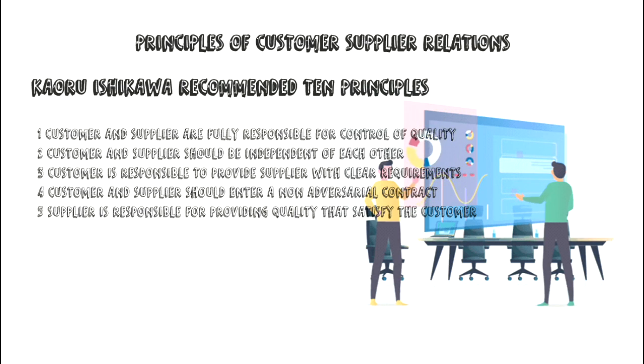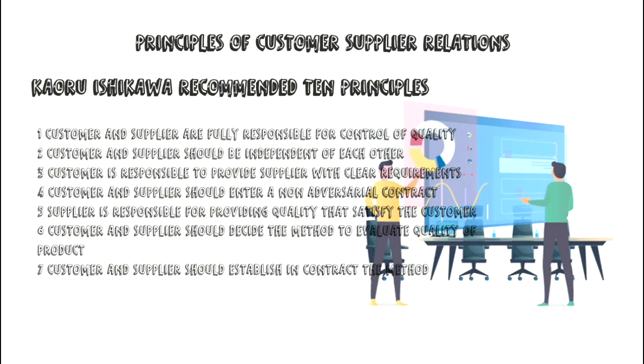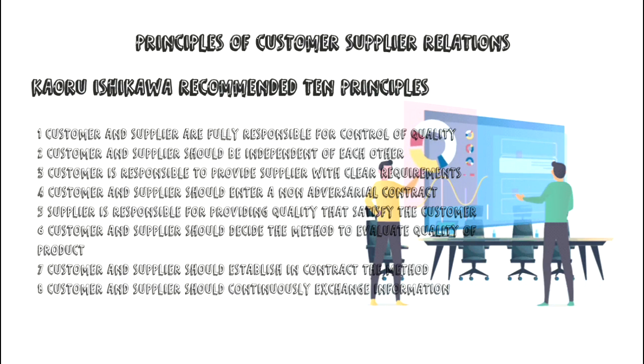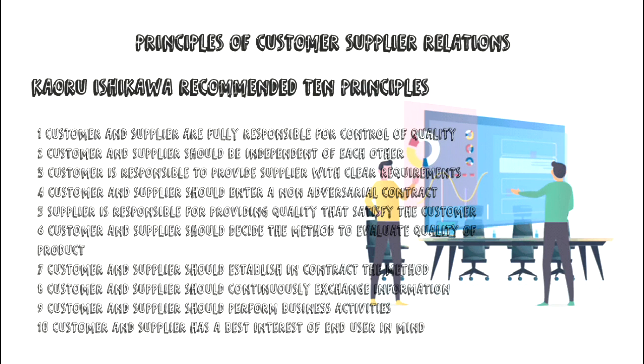Number 6, customer and supplier should decide the method to evaluate quality of product. Number 7, customer and supplier should establish in contract the method. Number 8, customer and supplier should continuously exchange information. Number 9, customer and supplier should perform business activities. And number 10, customer and supplier have the best interest of the end user in mind.